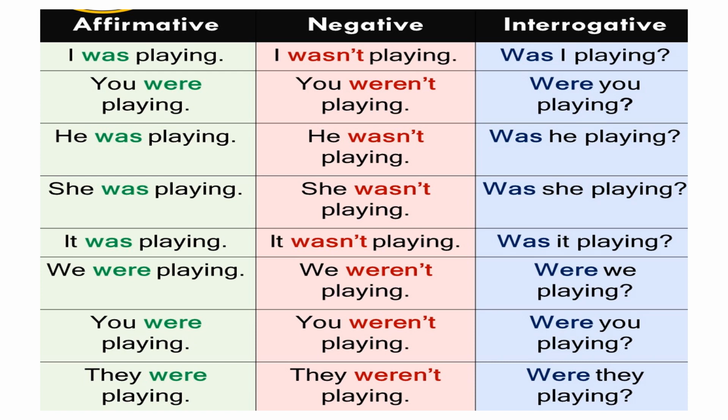We were playing. We weren't playing. Were we playing? You were playing. You weren't playing. Were you playing? They were playing. They weren't playing. Were they playing? Are these examples enough, children? So we have learned to form the sentence structure with I, you, he, she, it, we, you, and they.